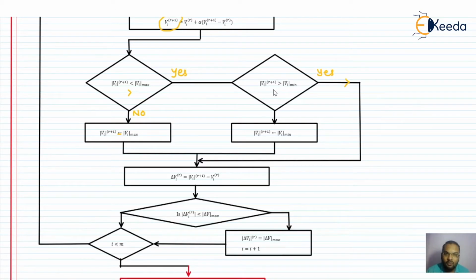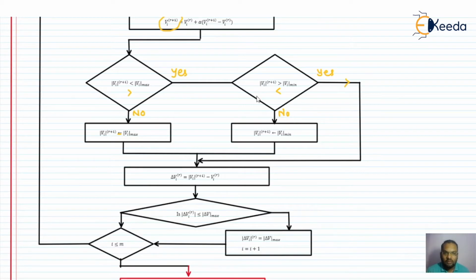Whereas if you find that the voltage at ith bus in r plus 1 iteration is smaller than the minimum value, or I can say if it is a no here, then we have to assign the voltage at ith bus in r plus 1 iteration to be the minimum voltage of the given constraint. Then you go for this step: calculate the difference between the voltage in the previous iteration and in the current iteration.